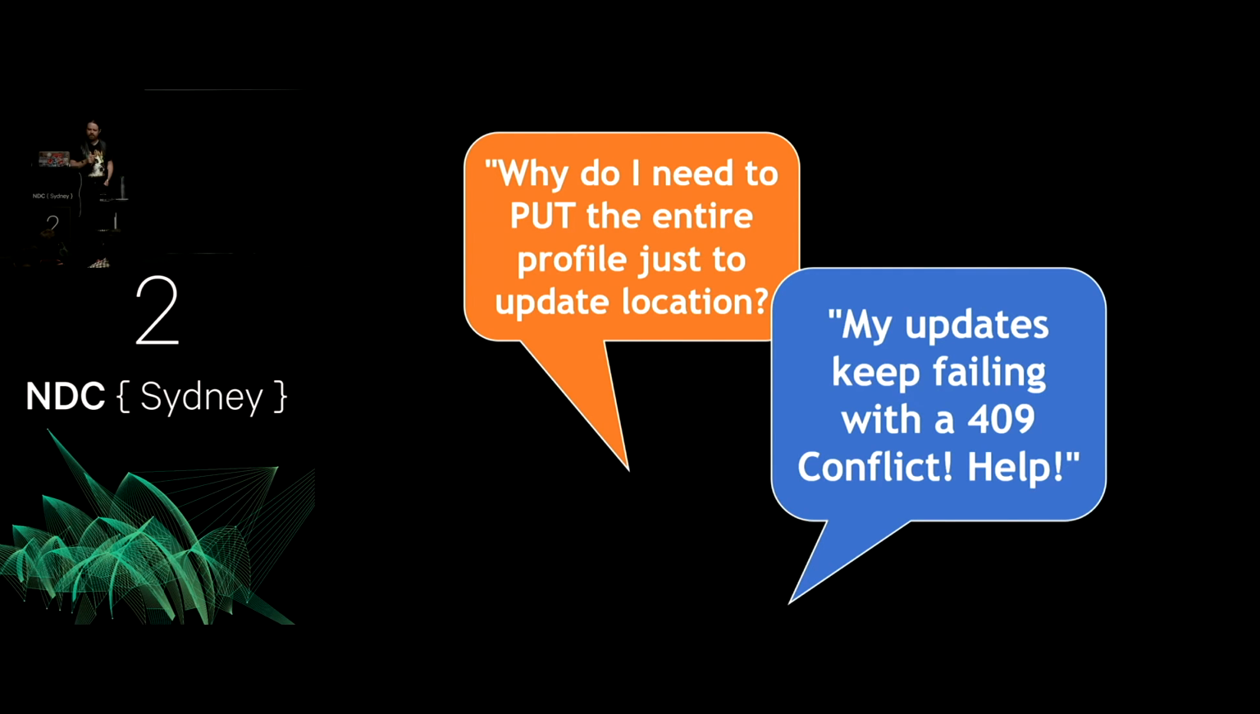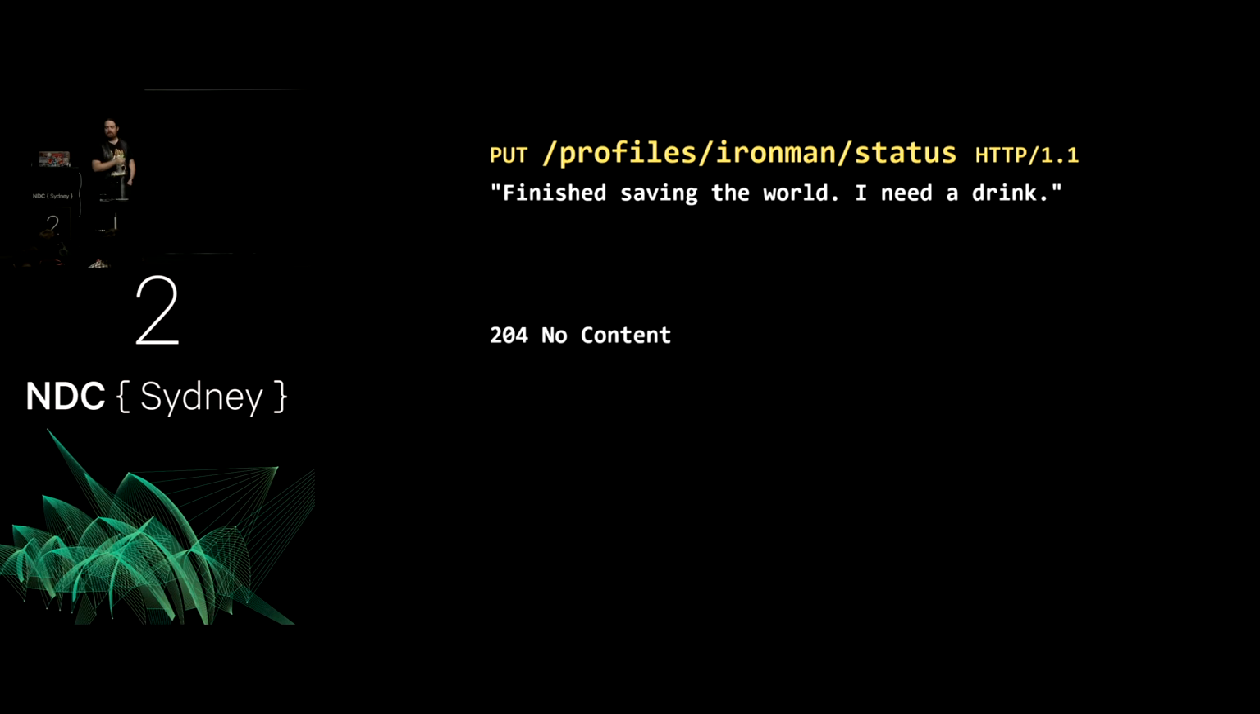So there is one solution we can apply to this, and that's to break our resource down into lots of tiny little endpoints. So instead of Iron Man's profile being a resource, we'll say, well, what about if the status element of that profile was a resource? And then we could put that on its own. So we're going to put to profiles/ironman/status, finished saving the world, I need a drink, and it's going to say 204 no content, which basically means I got this. Cool, sorted, fine. This works.